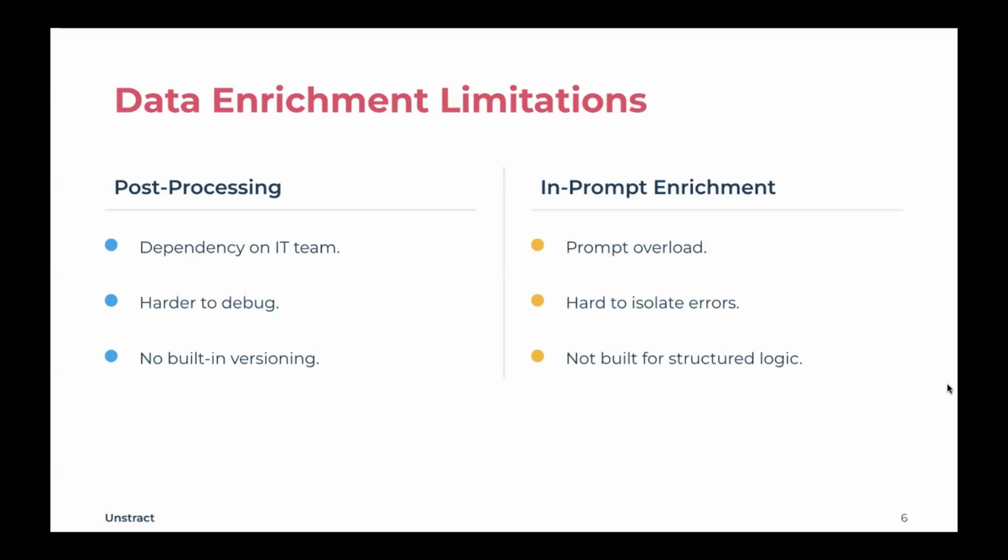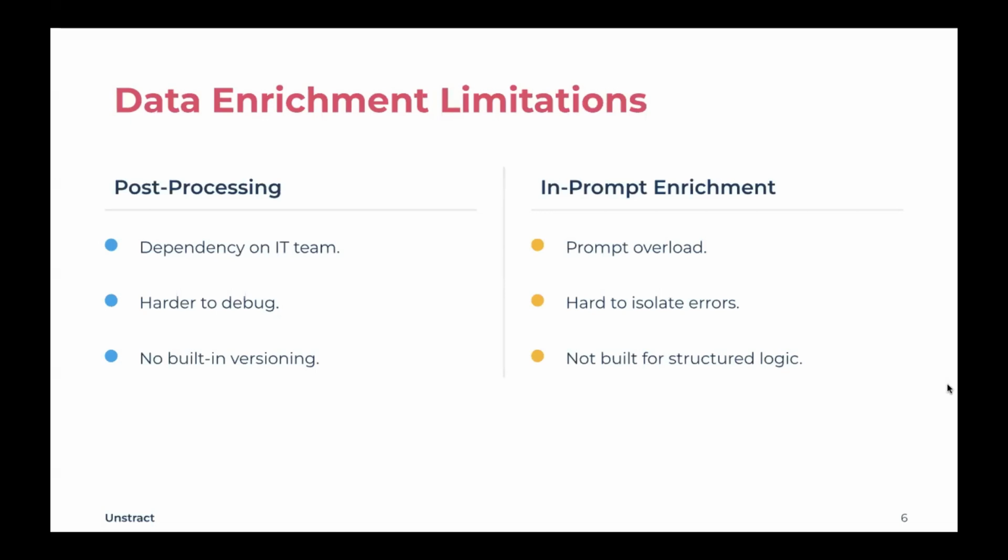So fundamentally, what we are seeing with post-processing and in-prompt enrichment is that they are completely two different ends of the problem. With post-processing, it is completely out of the document extraction system, which makes it extremely hard to access. Whereas with in-prompt enrichment, you have the logic fused together with the extraction prompt itself. So it is very difficult to differentiate the two. Both these extremes come with their own limitations, as we've just seen.